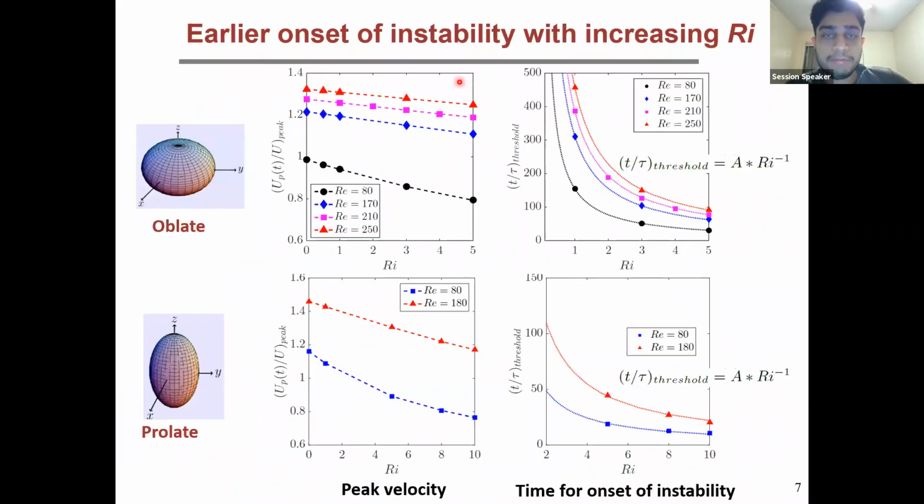To quantify the effects of stratification on the velocity, we plot the peak velocity for both oblate and prolate spheroid, and what we observe is the peak velocity decreases as we increase the stratification, and this is expected because with increasing stratification, the isopycnals offer more resistance to their deformation, and as a result, the spheroids experience more drag, which leads to a reduction in the peak velocity.